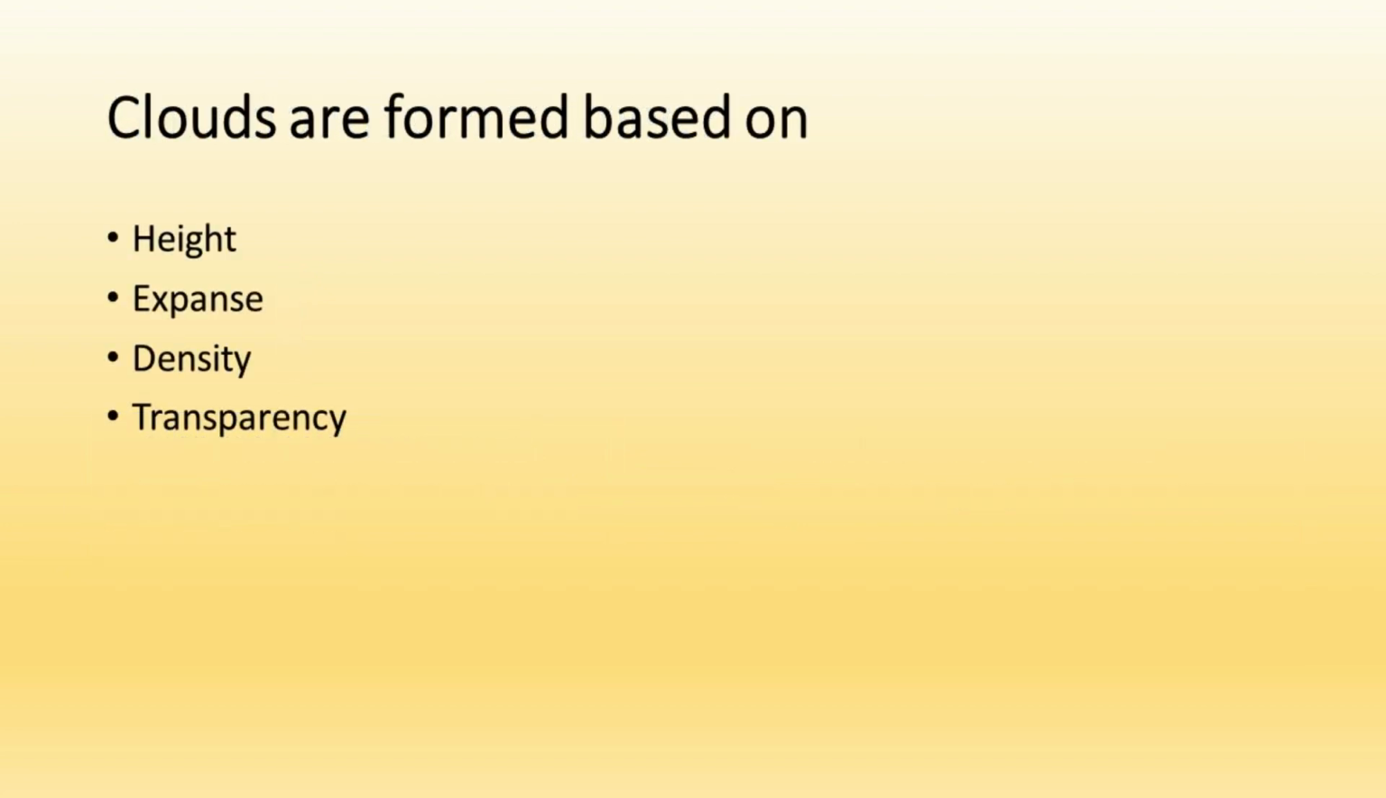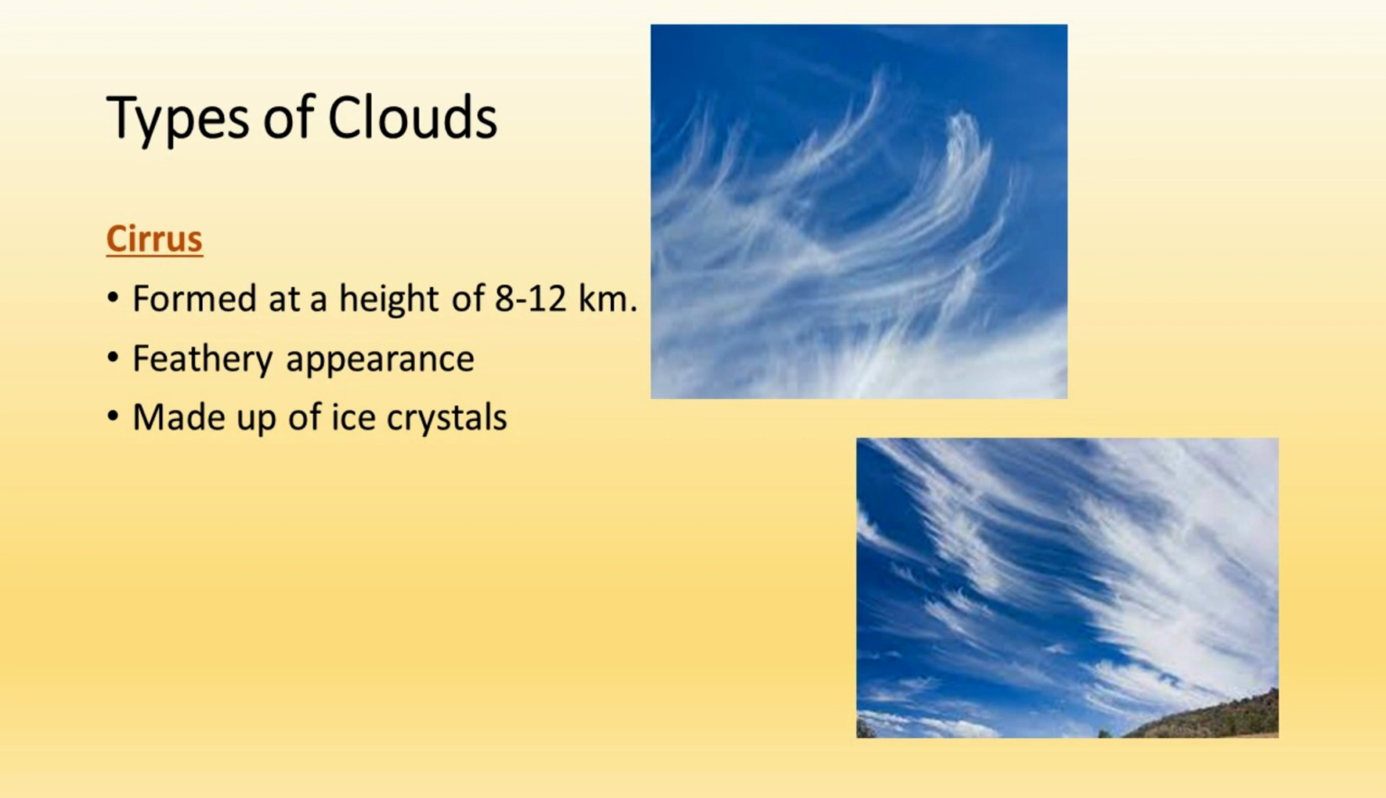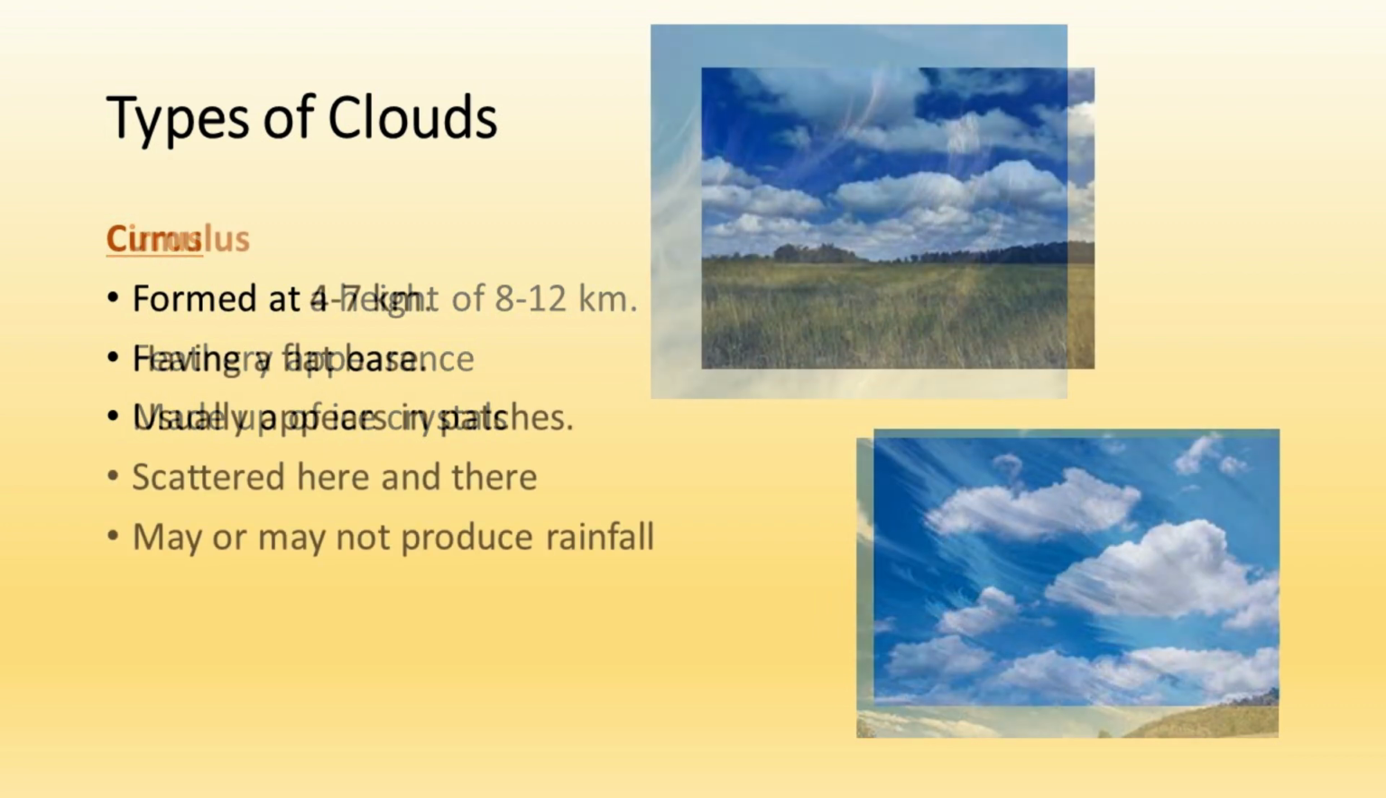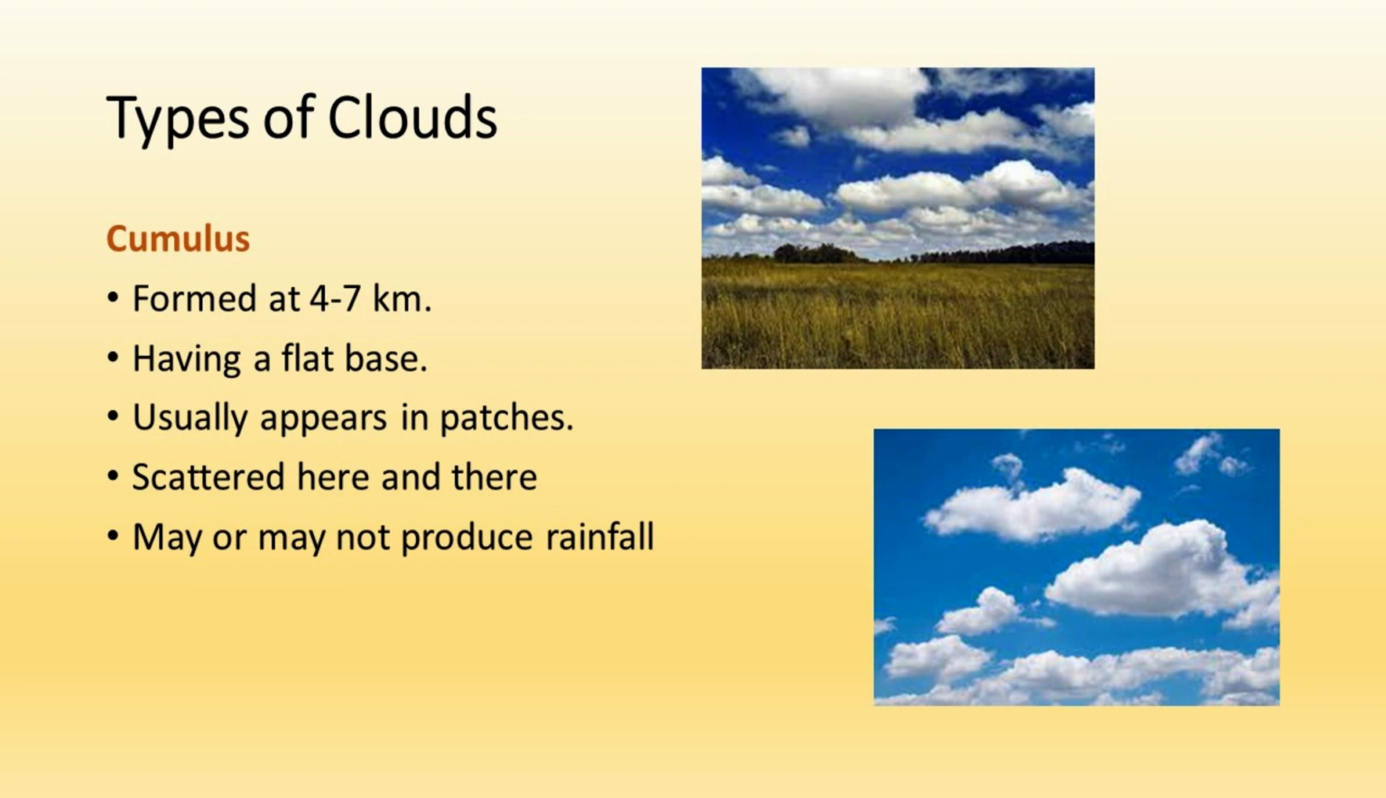Based on height, expanse, density and transparency, different clouds are formed. First one is cirrus. These clouds are formed at a height of 8 to 12 km. They are thin clouds having a feathery appearance. Since they are formed at a greater height, they are made up of ice crystals. The second one is cumulus clouds. They are formed at a height of 4 to 7 km. They have a flat base. They usually appear in patches and can be seen scattered here and there. They may or may not produce rainfall. They are bigger than cirrus clouds.